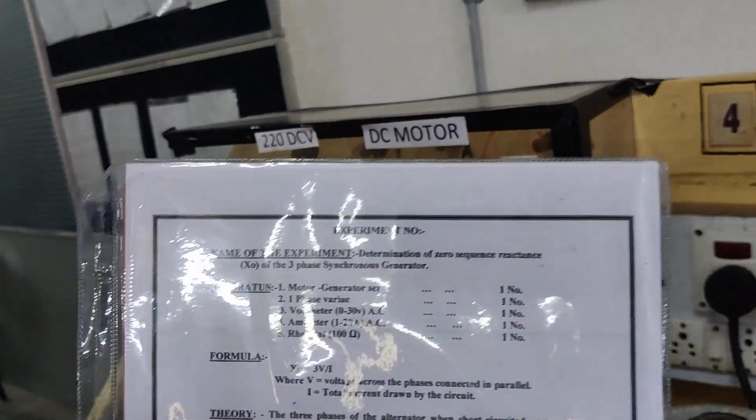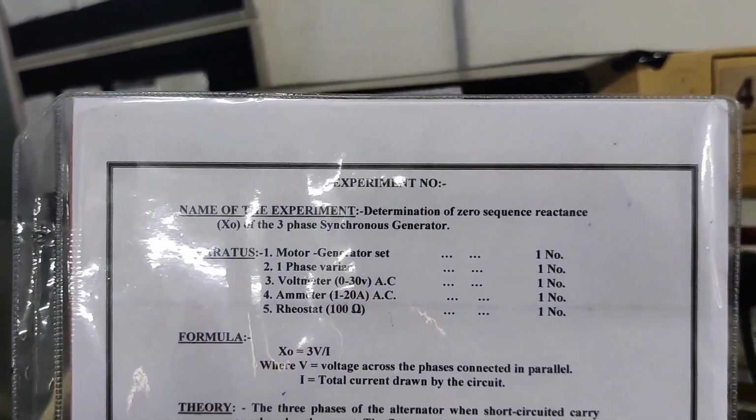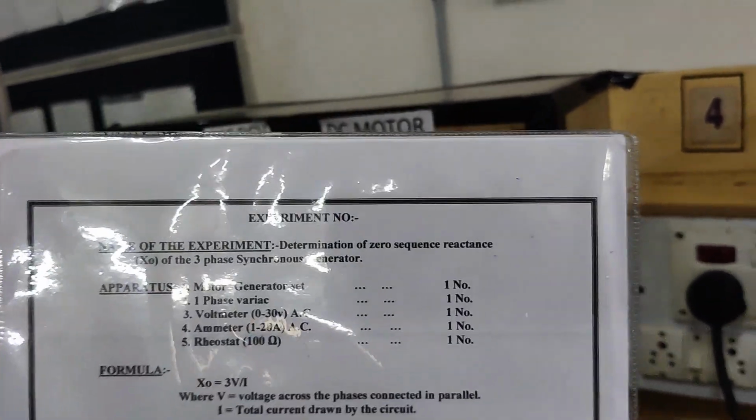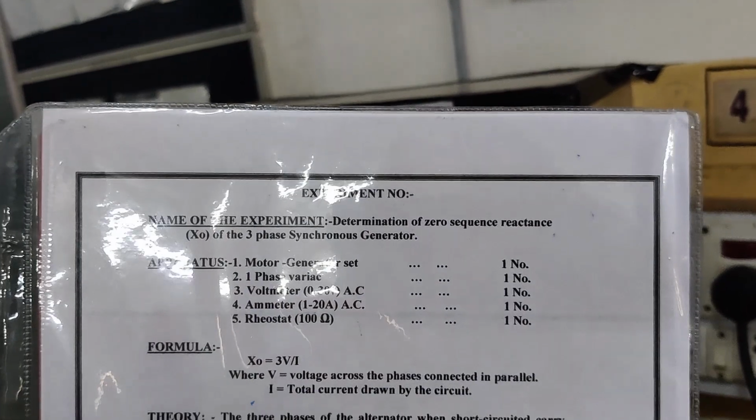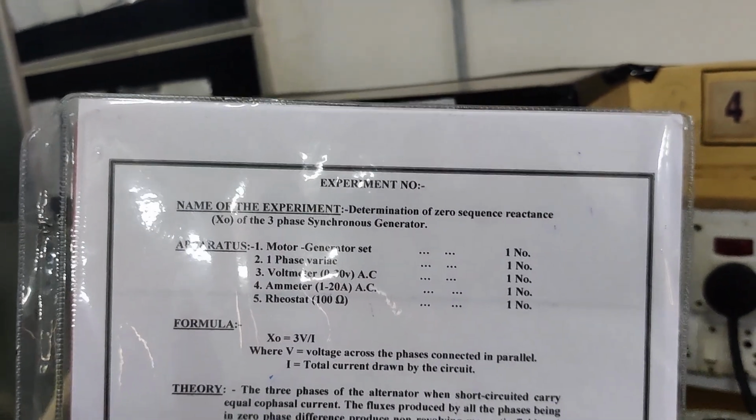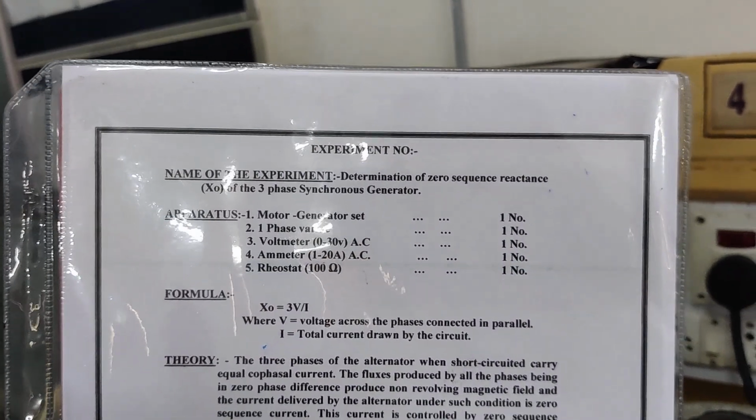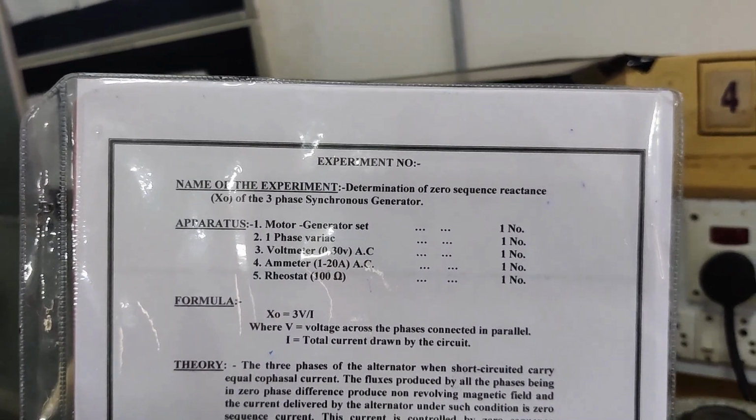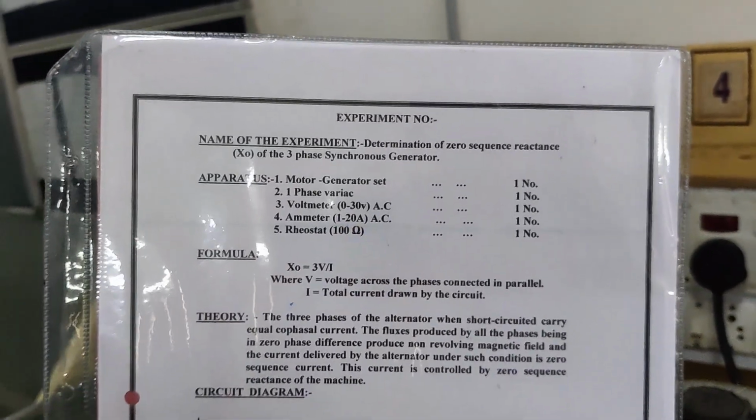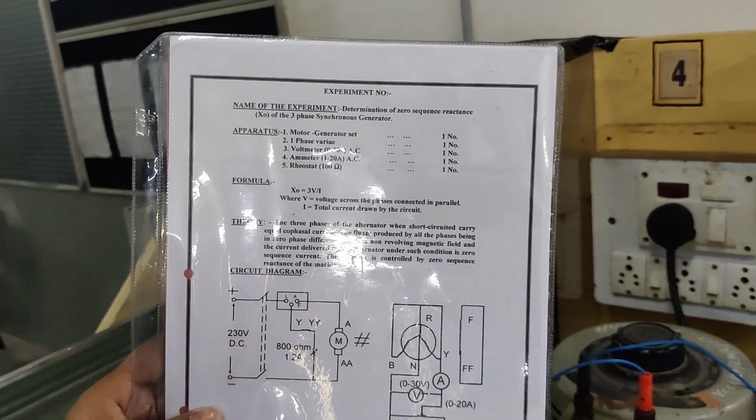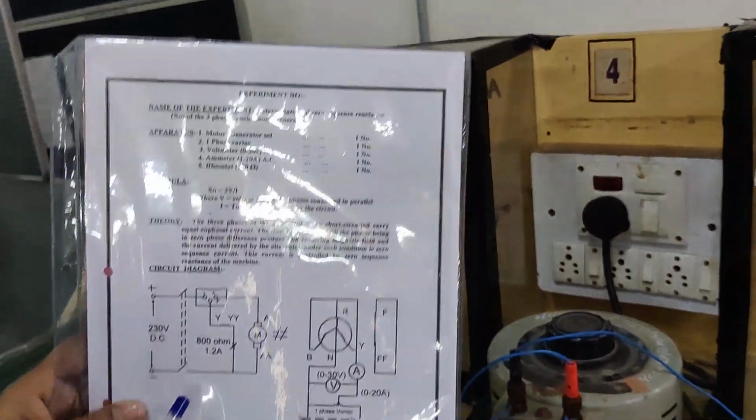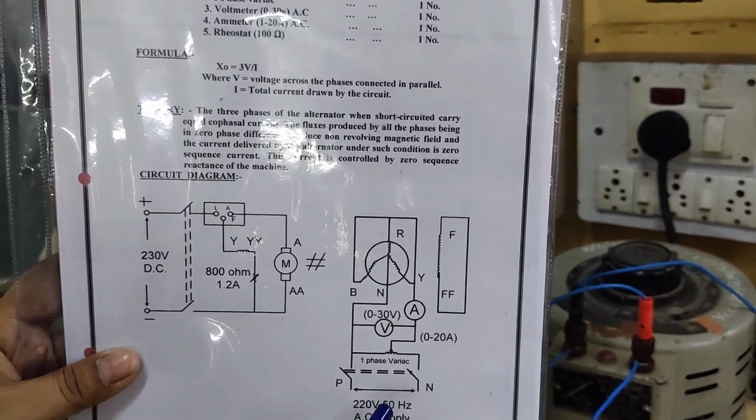Next experiment is related to the measurement of zero sequence reactance. In any abnormal short circuit condition, how much will be the value of zero sequence current, and accordingly what will be the reactance offered by the machine, that we are going to measure in case of a three phase synchronous generator. For this we need a DC motor alternator setup.